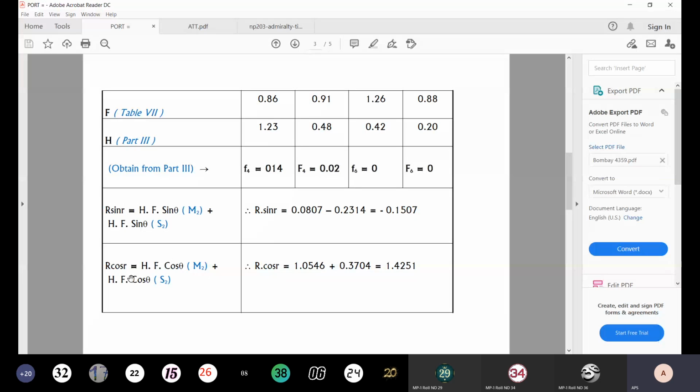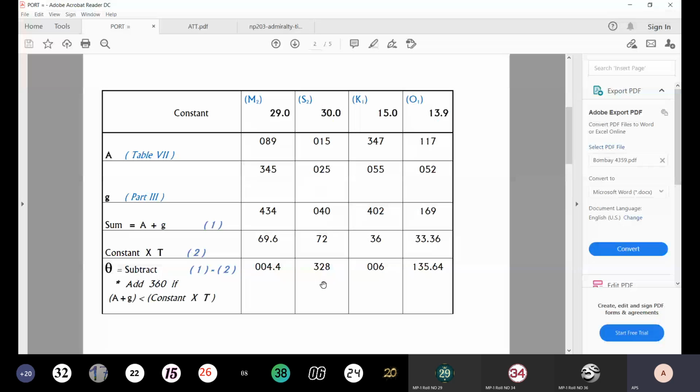Once you've got this, then calculate R cos r. That means H, F, theta, all from the M2 column, whatever you used here. H, F, theta again from the S2 column. So instead of sine, you've got cos here. So see, you should be getting close to this. But remember, HF theta must come from this column, the S2 column. So H will be 0.48, F will be 0.91, and theta will be 328.